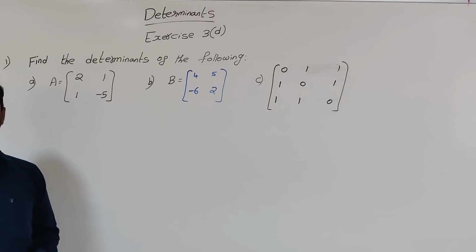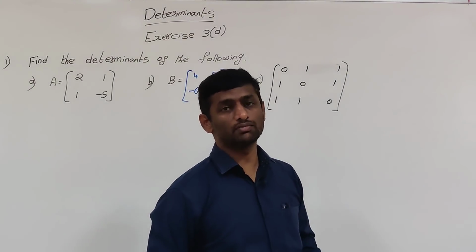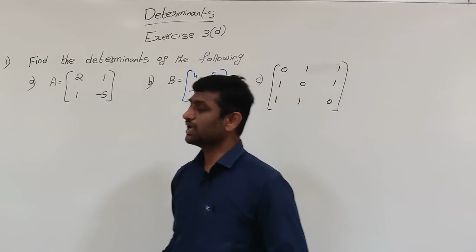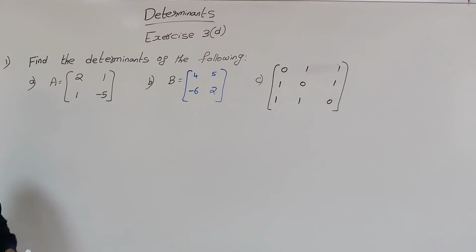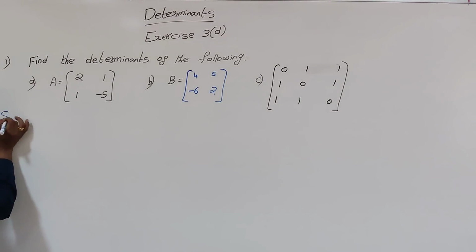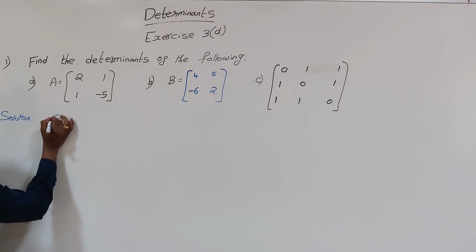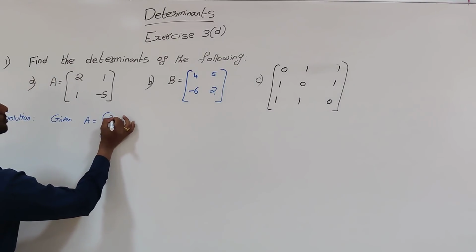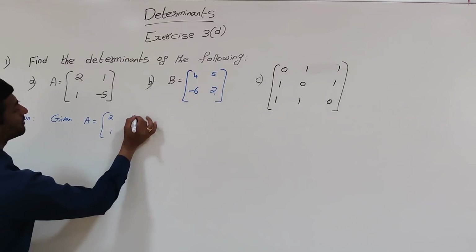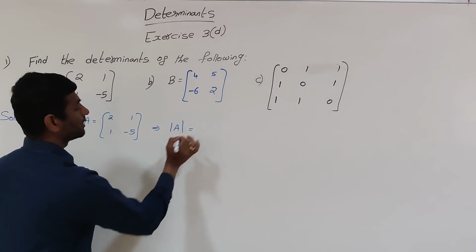The first question. What is the first question? Find the determinants of the following square matrices. The first one: A is a 2 by 2 matrix with elements 2, 1, 1, minus 5. Now we'll see what is the determinant of the matrix. Solution. What is given? A is equal to 2, 1, 1, minus 5. And what is the question asking? What is the determinant of A?